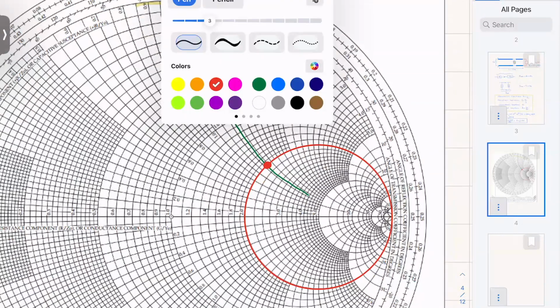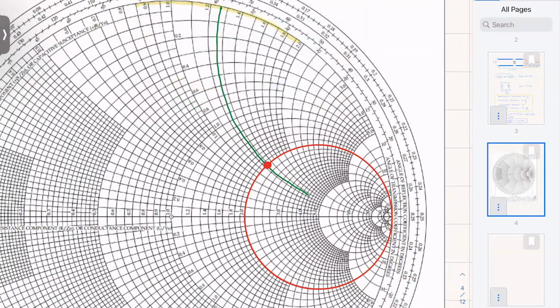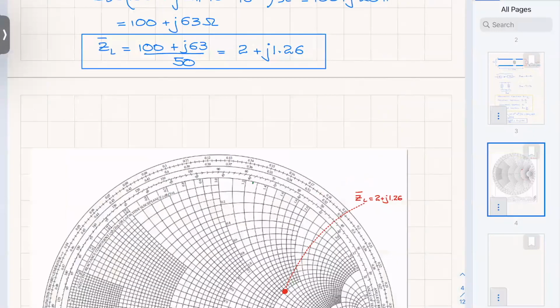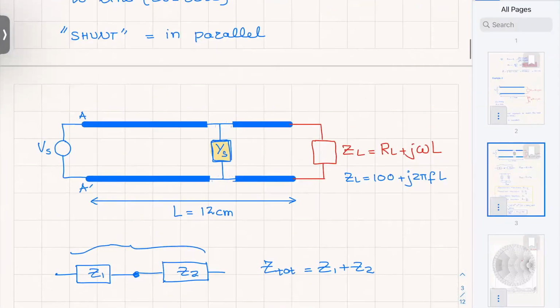So, in fact, to show you what I do when I solve problems using the Smith chart, I'm going to write this here, not on the lines. So I remember that this is my normalized load, Z L normalized, which is 2 plus j 1.26. And now I remove the circles, I don't need them anymore. And I have my load. Okay, so now practically on the Smith chart, I'm right here. That's where I am.